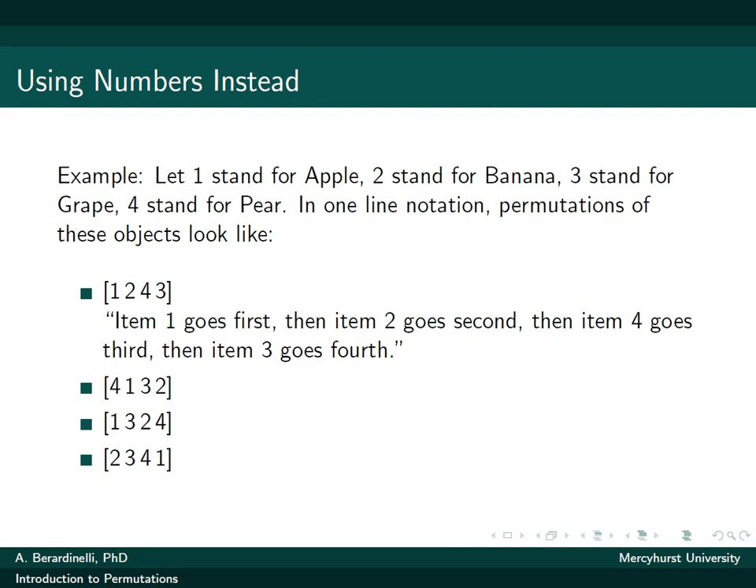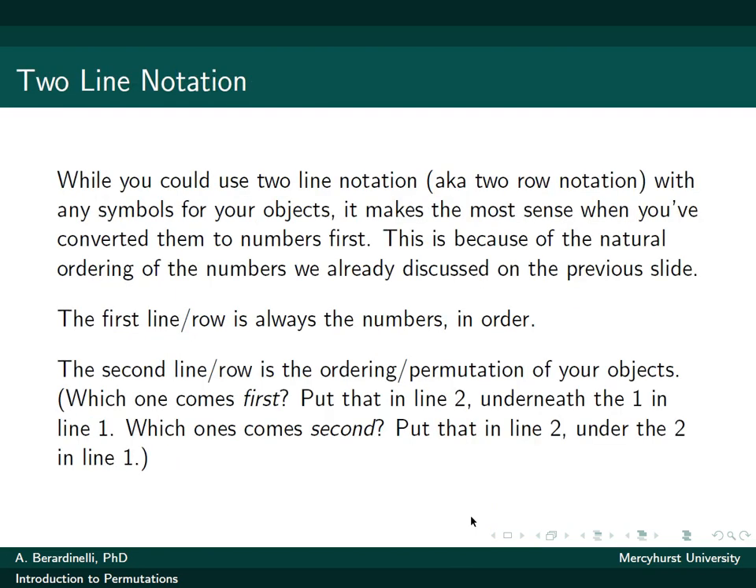The one on the bottom, you might think of as 2 is in the 1st position. Item 3 comes second because it's in the 2nd position. Item 4 comes third because it's in the 3rd position. Item 1 comes 4th because it's in the 4th position. And why am I saying it like this? It's because that's what two-line notation tells you. The first row is always just going to be the numbers in order, 1, 2, 3, 4, 5. And then the second row is that ordering, that one-line notation. Which one comes first, which one comes second, which one comes third.